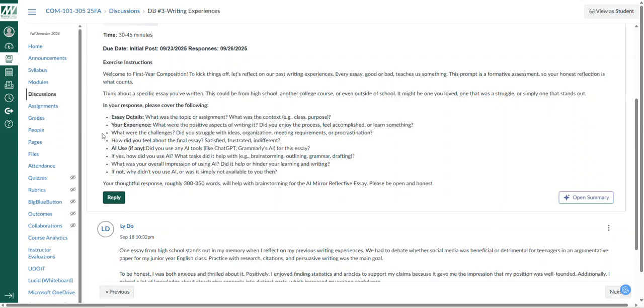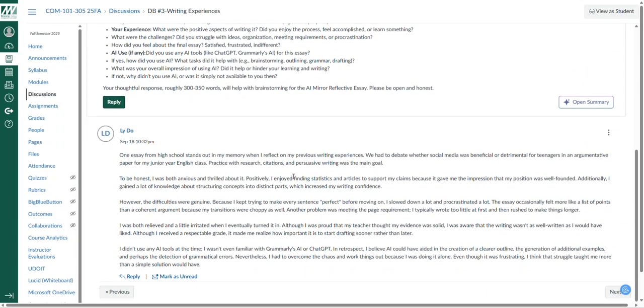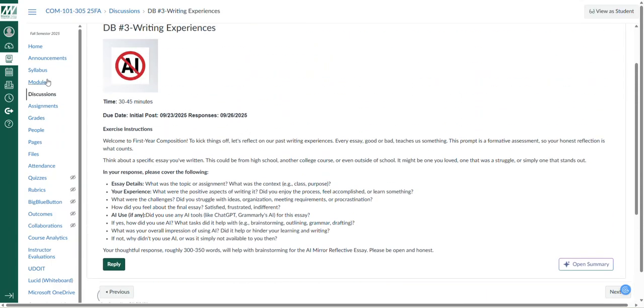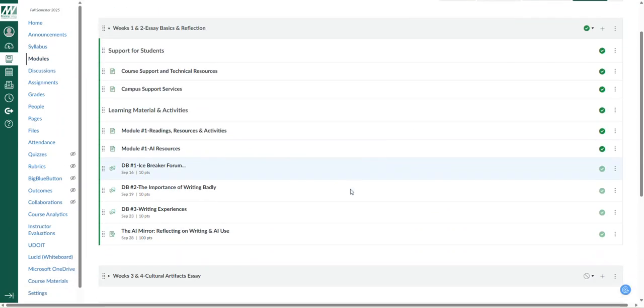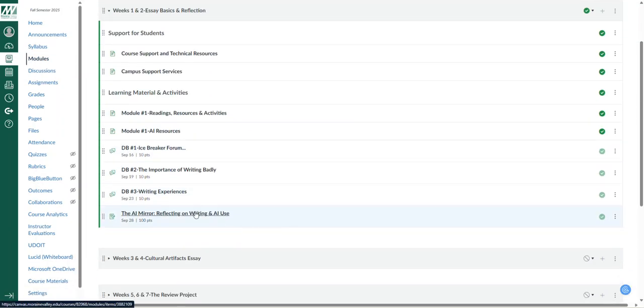And if you did use AI to address this prompt here, how did you use it? What was the output from AI? Was it beneficial to you? Did it help the writing process? So I'm looking for about 300 to 350 words. It's a way to provide some sort of brainstorming, I should say, to build into the AI mirror essay. All right, so we already have one post in this particular discussion board. So let's get over to the module again, and then our next writing assignment.